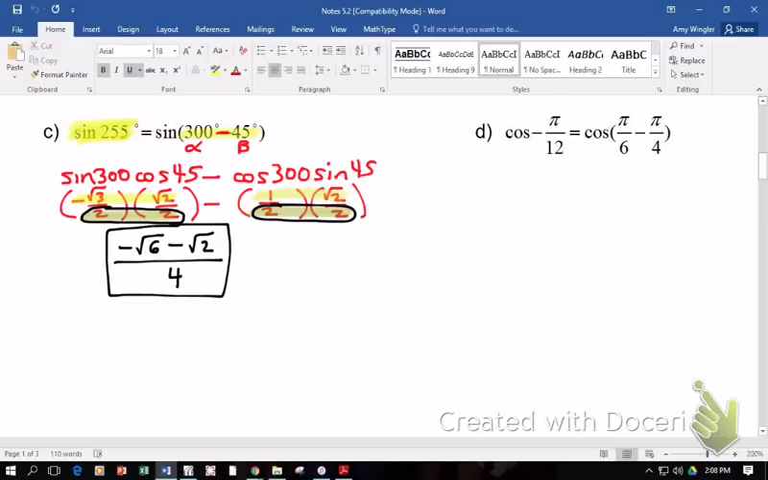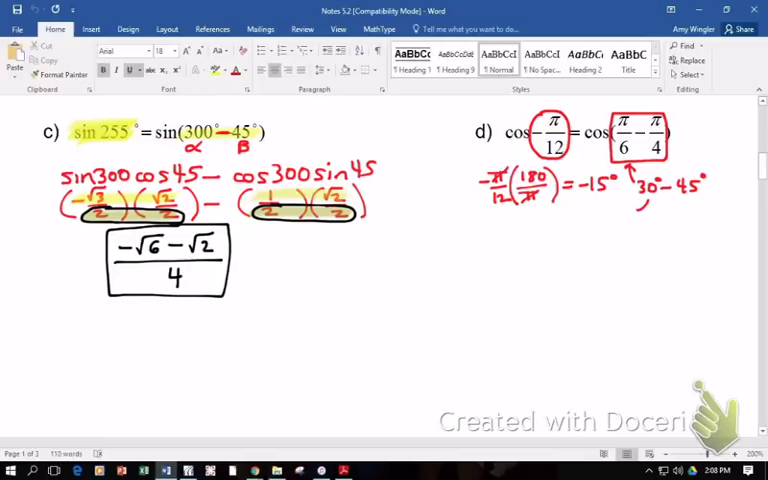When your problem is presented to you in terms of radians, you can either figure out what 2 radians add or subtract to give you negative pi over 12 using the unit circle and common denominators, or you could change the radian measure to a degree by multiplying by 180 over pi. So if you do this, you can see that negative pi over 12 is equivalent to negative 15 degrees. So that's why I used 30 degrees minus 45 degrees on my unit circle. So my alpha is 30 degrees and my beta is 45 degrees.